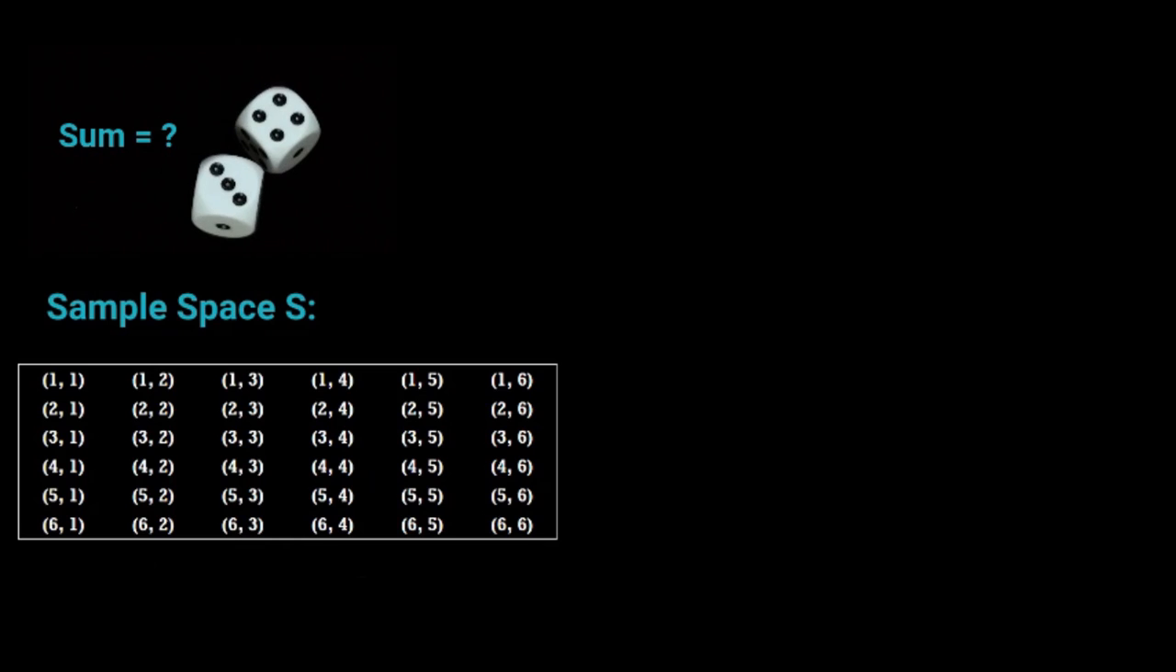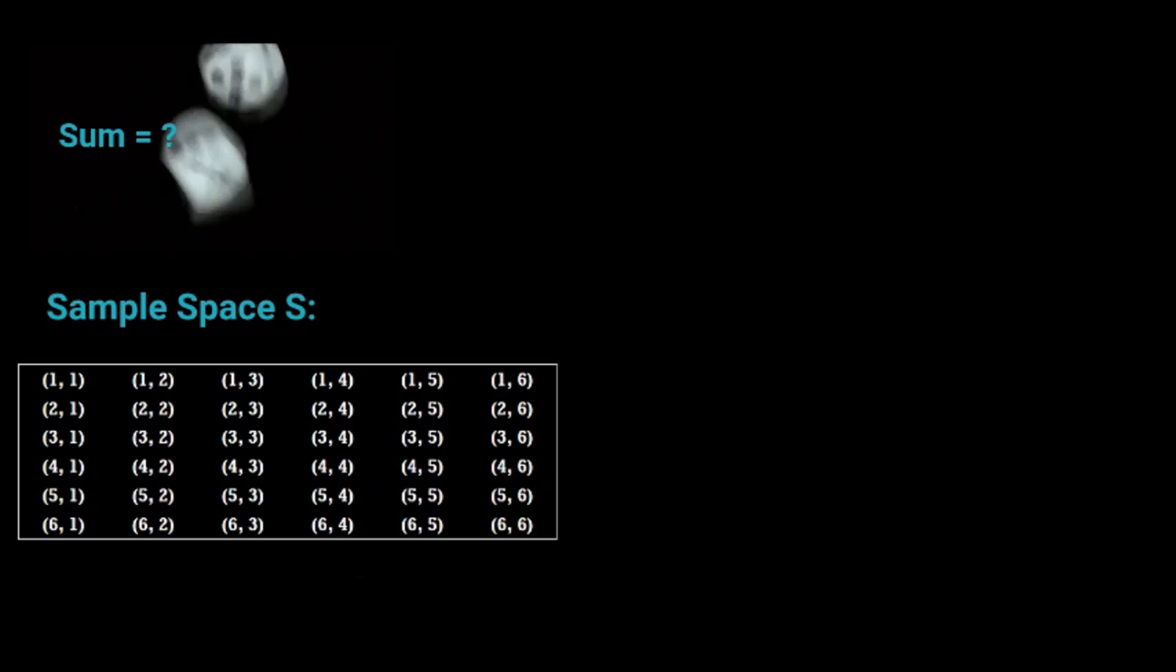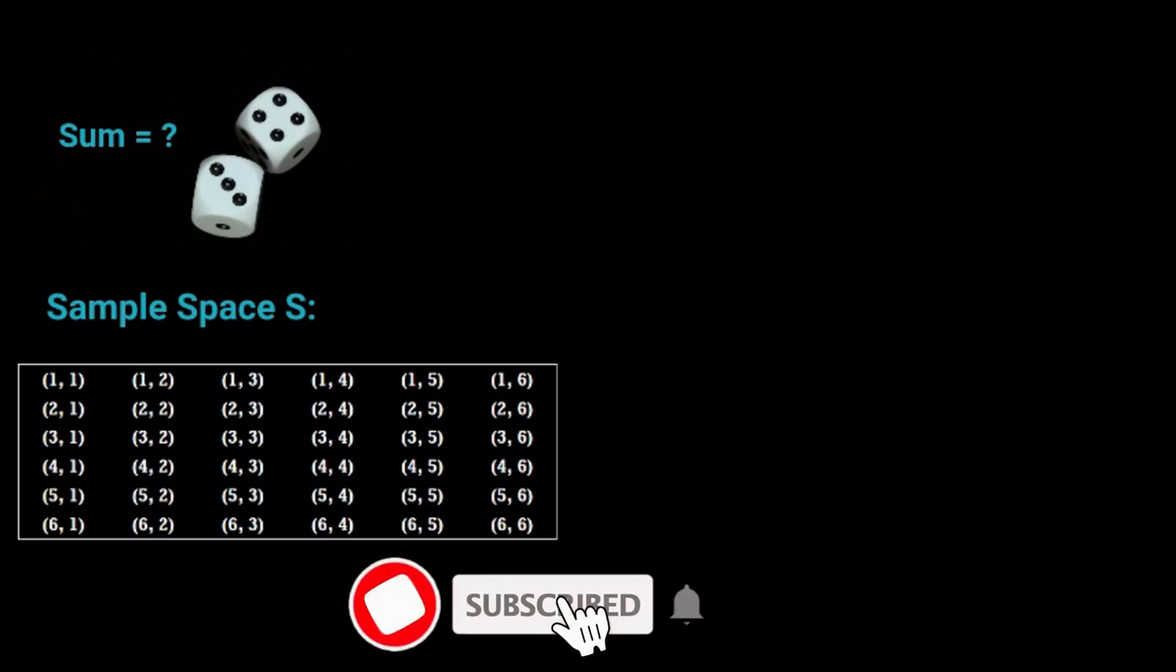Consider an example experiment to model: observing the sum of numbers showing up when 2 dice are thrown. Here step 1 is defining the sample space. In this experiment, the sample space consists of total 36 outcomes, which are shown in the table below, where each outcome is assigned the probability of 1 by 36. Note that in each outcome, the first value represents the number on the first die and the second value represents the number on the second die.